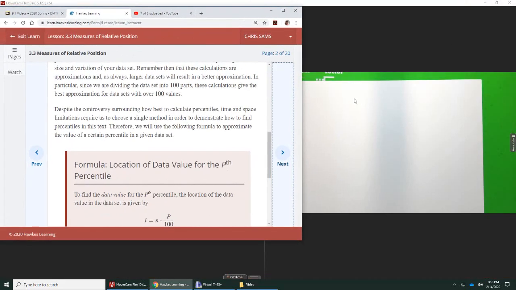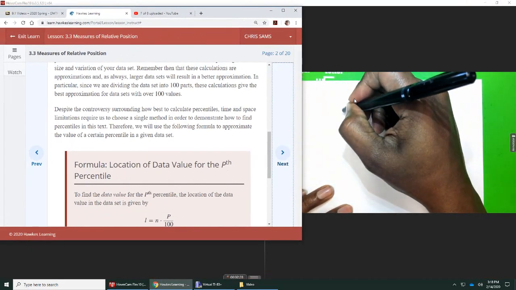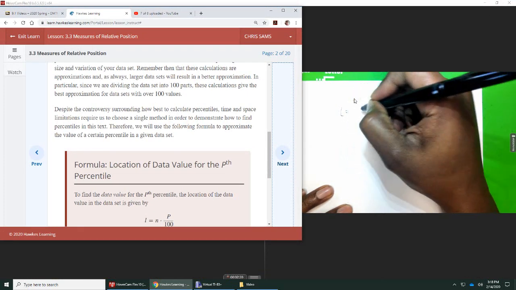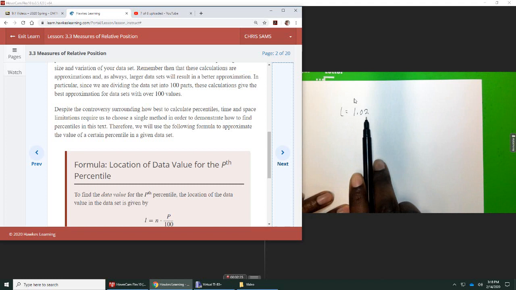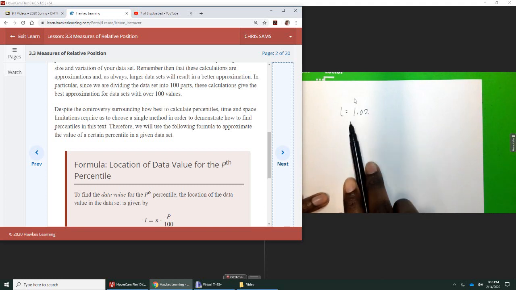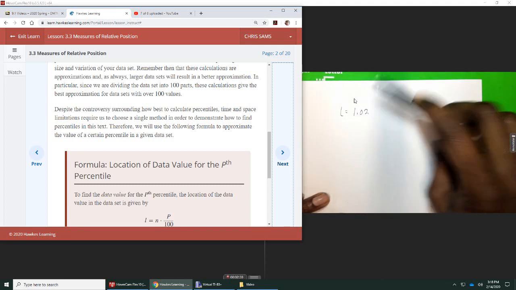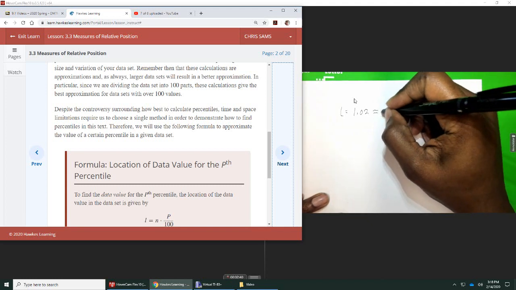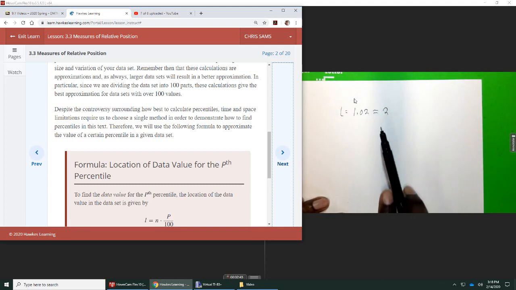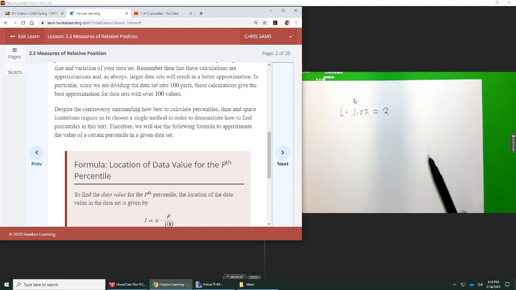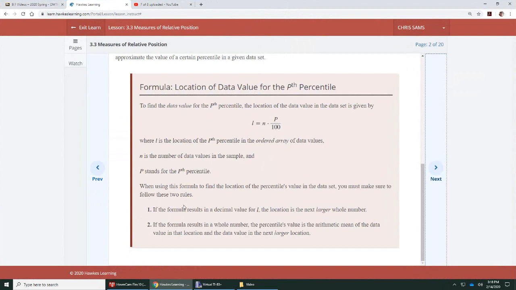So if I do this formula and I get that L equals 1.02, I know that this number does not round up normally, but the formula says you always round up to the next largest number. So you're going to round this number up to 2. So this is saying the second number, when they're in order, is going to represent that percentile. So this is what they mean, always round up. If you get a decimal, you round up.